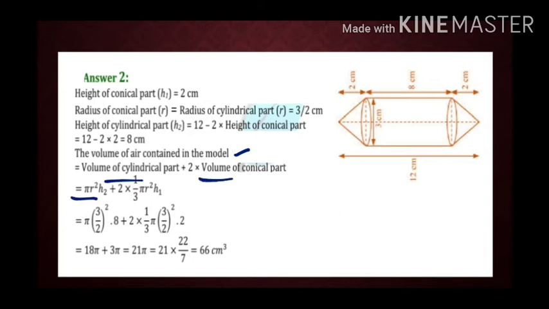Now, just put the formula of volume of cylinder, pi r square h, and volume of conical part is 1 by 3 pi r square h1, because for conical part you have considered height as h1. Now, just put the value, and in place of pi put 22 by 7, answer will be 66 centimeter cube.